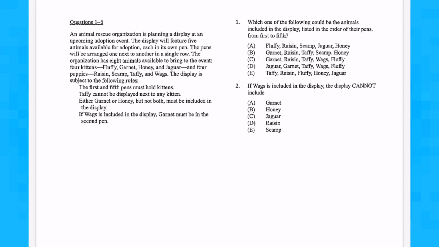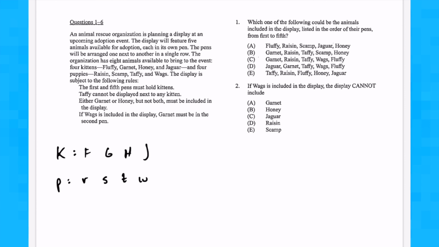The organization has 8 animals available to bring to the event, 4 kittens and 4 puppies. Okay, maybe, I don't think 2-dimensional. Well, never mind. Yeah, maybe 2-dimensional. We've got F, G, H, and J. Let's go ahead and write this down. Kittens, we're going to do in capital letters, F, G, H, and J. And puppies, we will do lowercase, R, S, T, wags, what a name, R, S, T, and W.